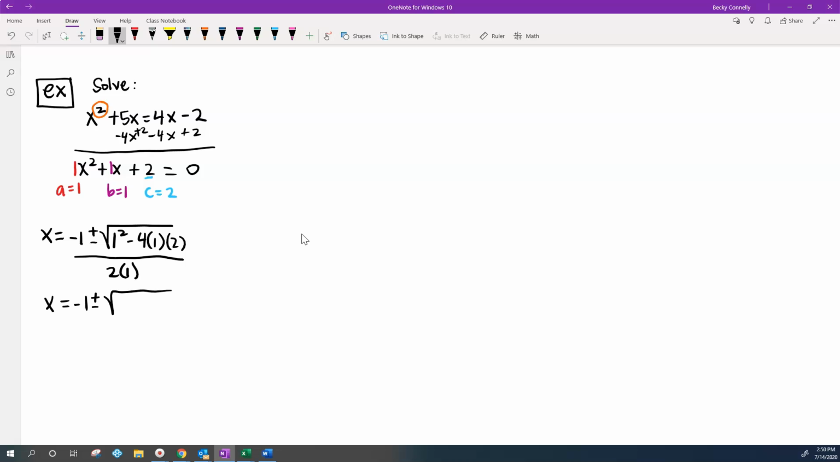So 1 squared is just 1 minus 4 times 1 times 2. All of those multiplied together would be negative 8, and then all over positive 2. Now let's keep simplifying here. So x equals negative 1 plus or minus the square root of negative 7 all over 2. Uh-oh. Okay, so we got a negative inside a square root. What do we have going on here?